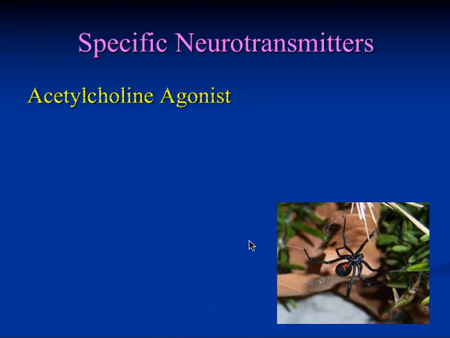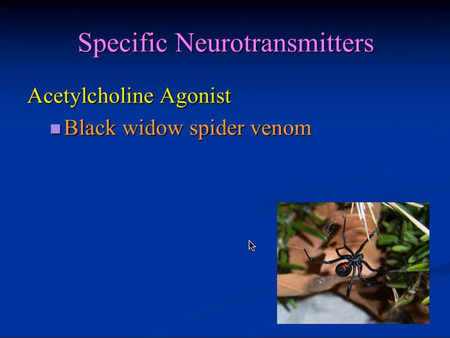Let's talk about an agonist instead. So you might guess from the picture, black widow spider venom is an agonist. And how does it do it, and what's the result? So what it does is it causes continuous release of acetylcholine from the vesicles. So instead of just putting out the proper amount, it just dumps and dumps and dumps.